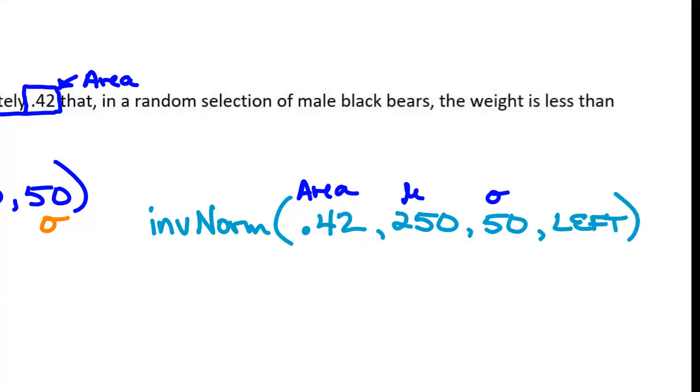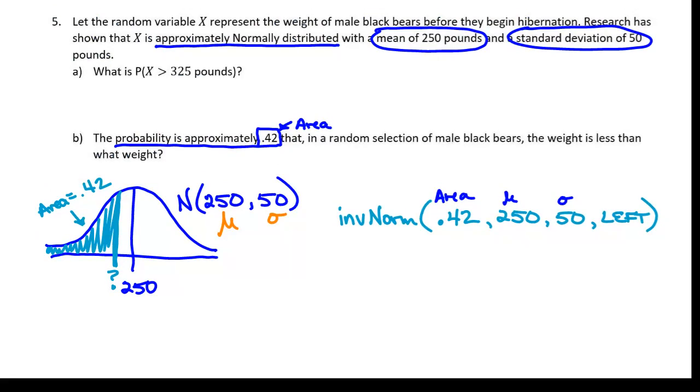You do not have to write that part down. You do not have to write left, but you do need to know when you're putting it into the calculator whether you want the left tail or the right tail. And what do you get when you do inverse norm? You said 239 point what? 239.91, and we would put pounds with that.